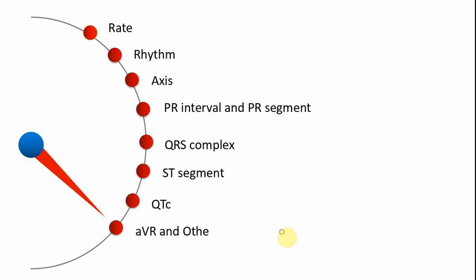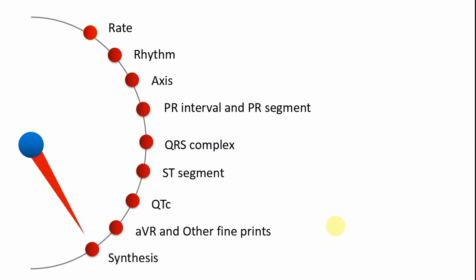After we are happy with that, we'll look at the special things like AVR. Now in this particular rhythm strip, AVR is absent, so we cannot make any comment about that. So once that is done, we will go through the overall picture. We will get the information of the patient, symptomatology, we will get some blood results, we will do the 12 lead ECG, and then we will find out exactly why it is happening and what we can do about it. So that is the synthesis of this overall ECG interpretation.